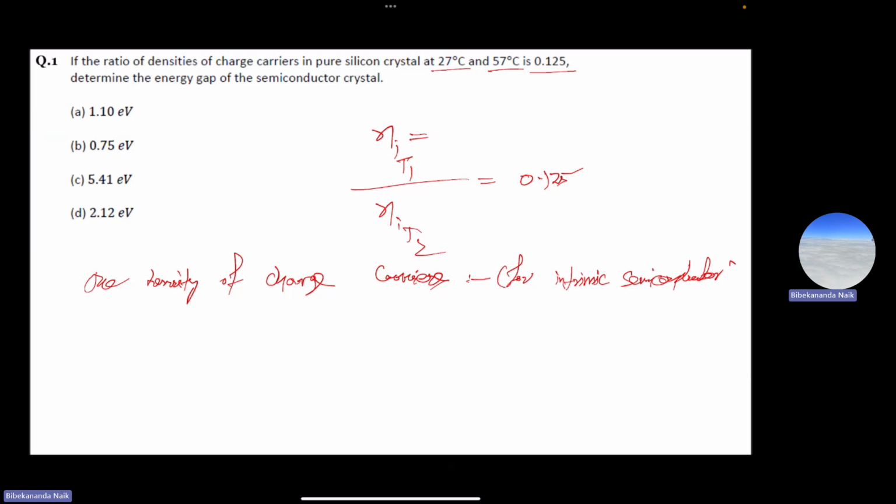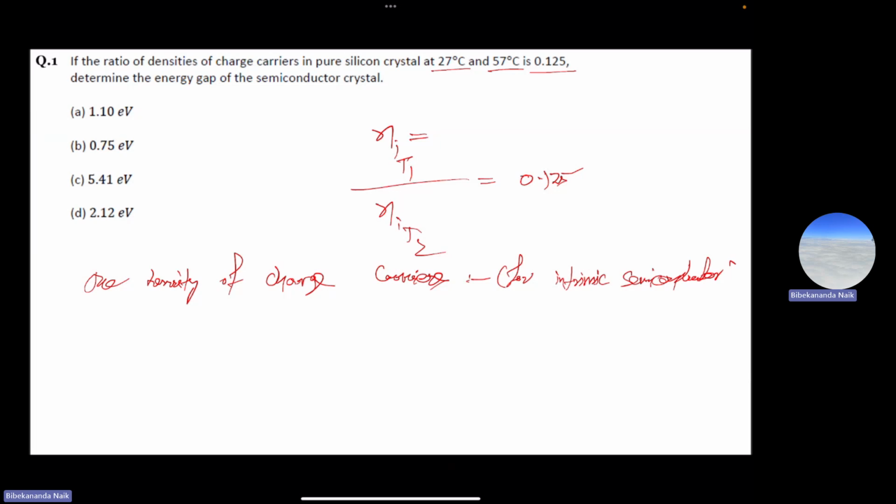So if we solve it, the ratio of n_i at 27 degrees Celsius to n_i at 57 degrees Celsius equals, the 2π kB by h cross squared term will cancel out. Now 27 degrees Celsius equals 300 Kelvin, and 57 degrees Celsius equals 330 Kelvin. So if we put the values, it is 300 by 330 to the power 3 by 2 times exponential of minus Eg by 2 kBT.